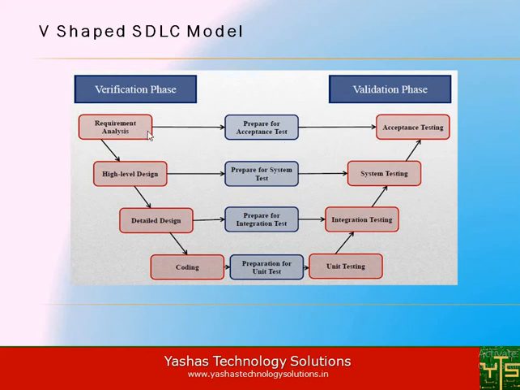We see arrows marked from requirement analysis, which involves preparation for the acceptance test, to the acceptance testing. Similarly, high-level design goes for the preparation of the system test, and on the right side we have the system testing phase. Detailed design involves preparation for the integration test, and on the right side we have the integration testing. And finally, coding involves the preparation for the unit test, and on the right side we go for the unit testing phase. So this is like a parallel activity happening from the verification phase to the validation phase.